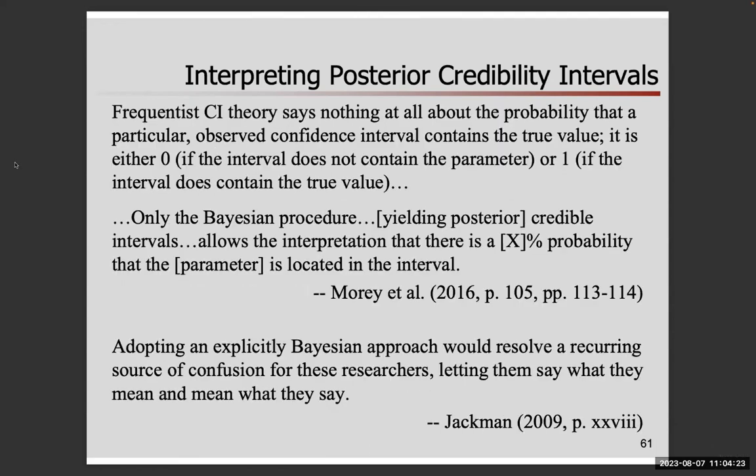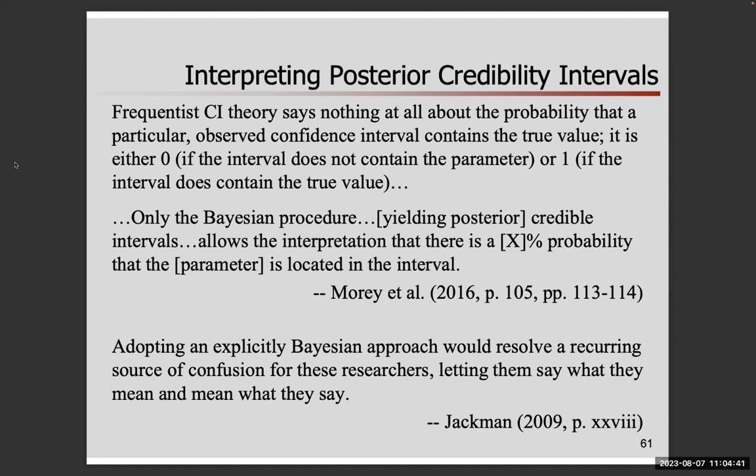From the literature on how people interpret intervals, Mori et al.: A frequentist confidence interval says nothing at all about the probability that a particular observed confidence interval, these two numbers I got from analyzing my data, contains the true value. It is either 0 or 1.